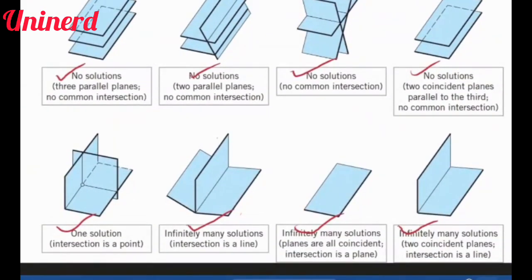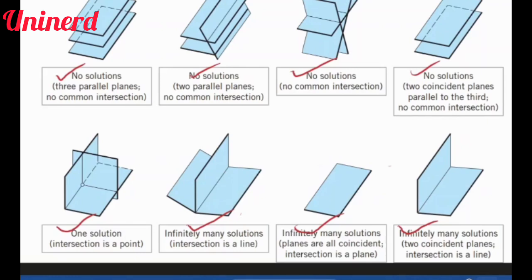If we have x, y, and z, or you can even write x1, x2, and x3, if we have 3 unknowns, then geometrically the system would look like this, if each equation represents a plane. In that case, we can have no solution. If 3 planes are parallel to each other, we will have no solution.